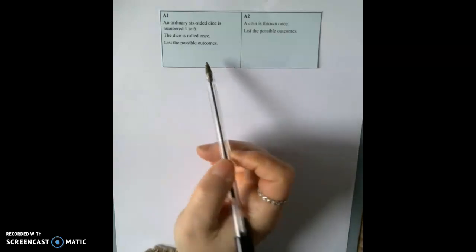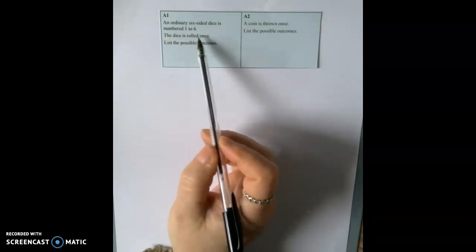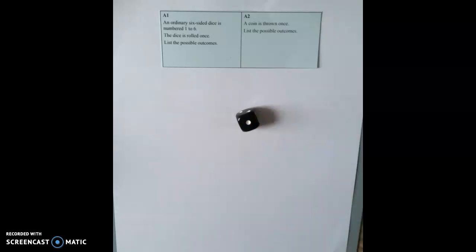So we want to know what the outcomes are of a particular event, and we're going to list all the possible outcomes. For the first two examples, we have an ordinary six-sided dice, numbered 1 to 6, and the dice is rolled once. All we are doing is listing the possible outcomes, so what sides could be faced upwards when the dice lands.